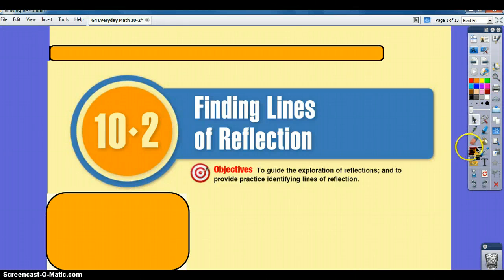10.2 is finding lines of reflection. The objective is to guide you through the exploration of reflections and to provide practice identifying lines of reflections.